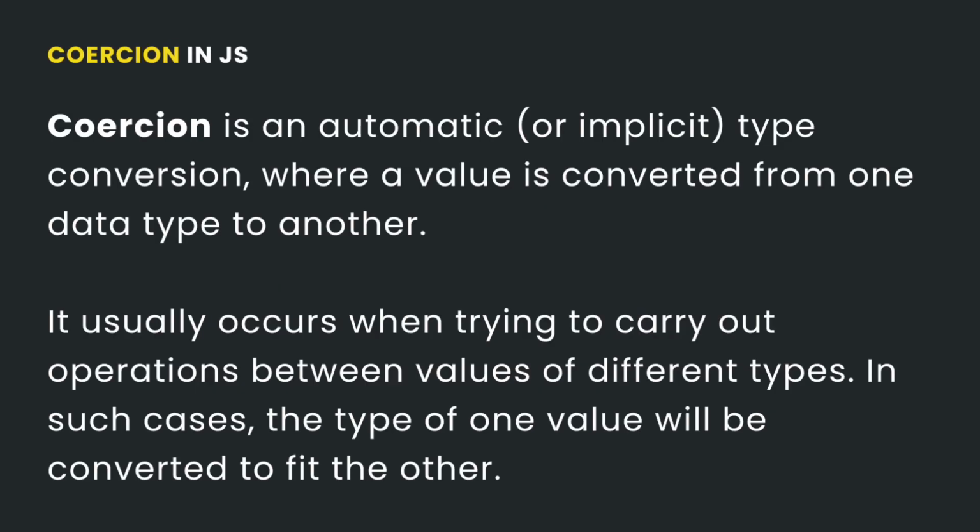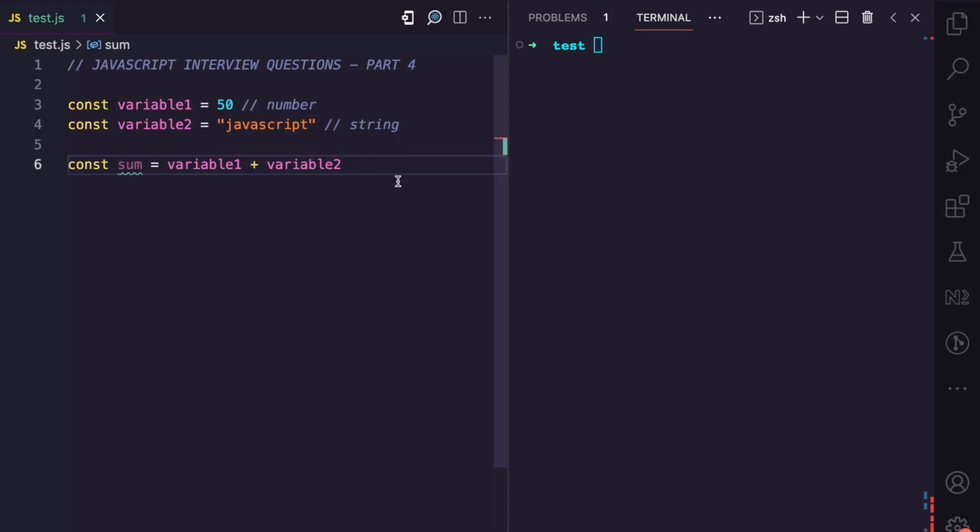Coercion is an automatic, or you can say implicit, type conversion where a value is converted from one data type to another. Coercion usually occurs when you're trying to carry out operations between values of different types. So in such cases, the type of one value will be converted to fit the other so that the operation can be carried out. I'm using this simple example here to explain coercion.